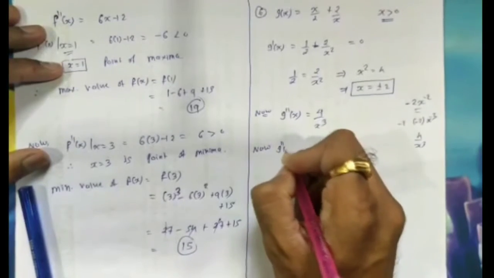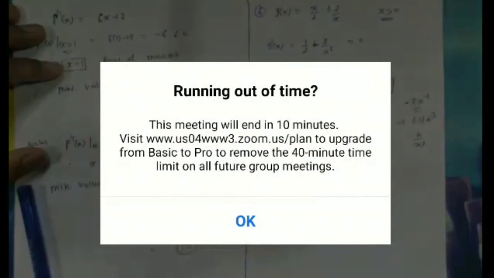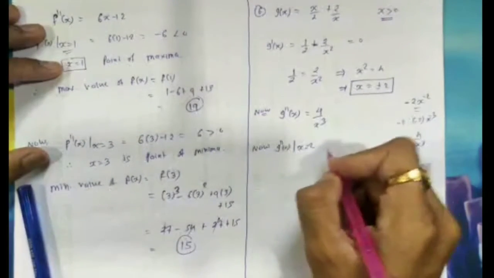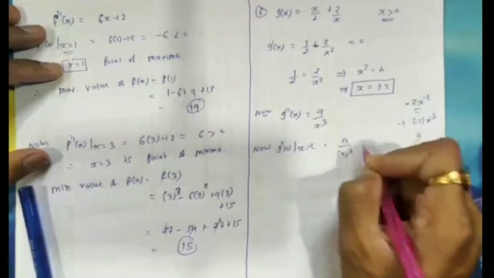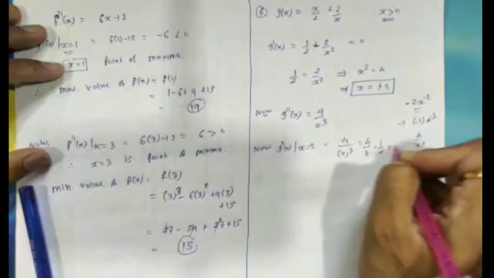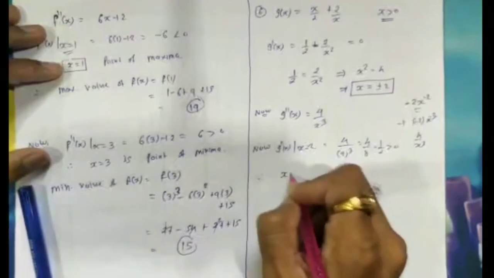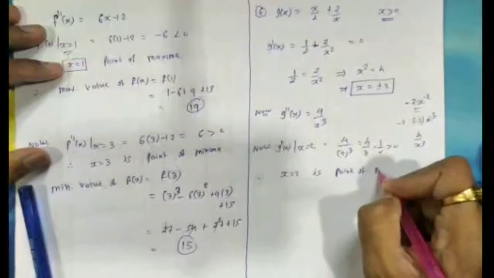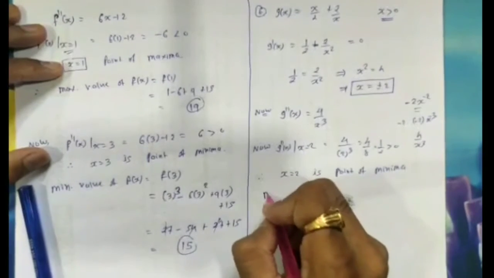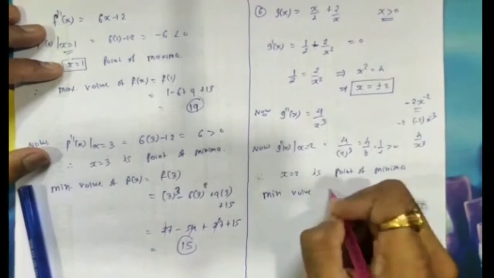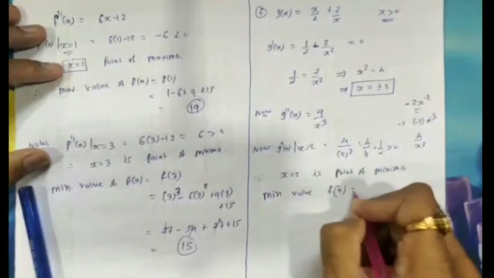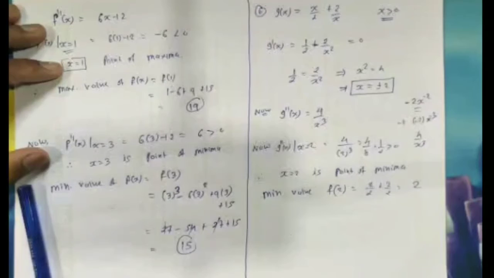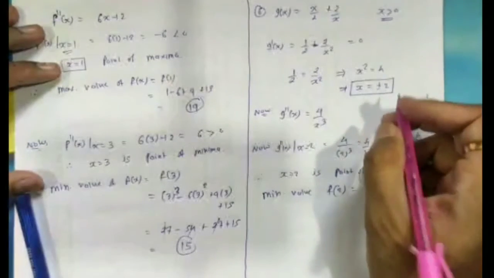So now g double dash x at x equal to 2. Here it's 4 upon 2 cube, which is 4 by 8, 1 by 2, greater than 0, and therefore we can say that x equal to 2 is point of minima, and our minimum value of the function is g of 2, and g of 2 will be 2 by 2 plus 2 by 2, which is 2. Clear?